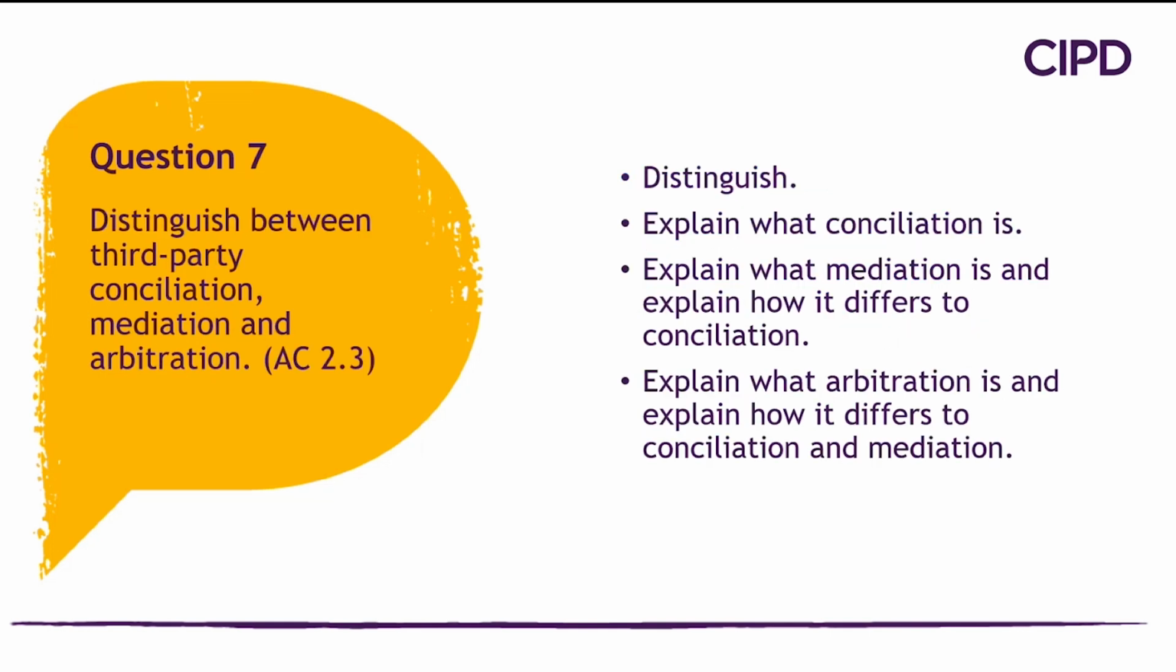Question 7 asks you to distinguish between third-party conciliation, mediation, and arbitration. It is important to distinguish in this answer. It is not enough to explain each term. You could start by explaining what conciliation is, then explain what mediation is, and explain how it differs to conciliation. Lastly, you could explain what arbitration is and explain how arbitration differs to conciliation and mediation.